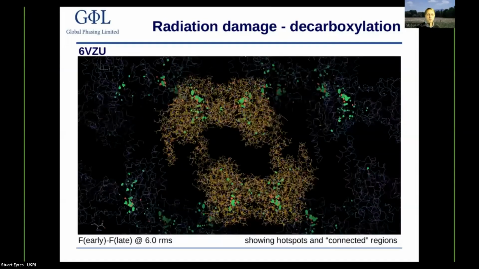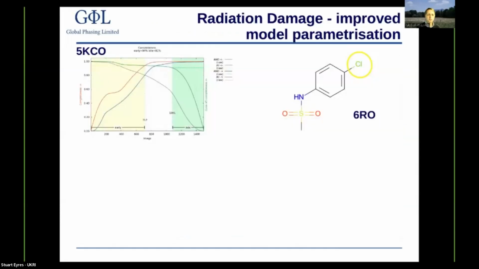If we look at the whole structure with the F early minus F late map shown, we can nicely see hotspots and connected regions in all four molecules of the asymmetric unit.